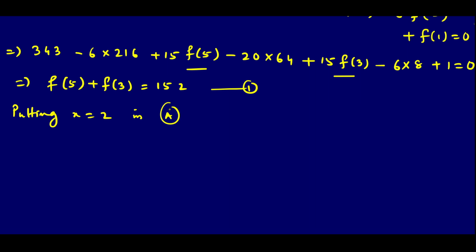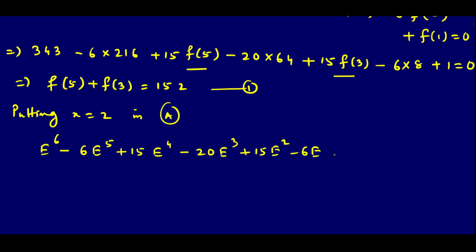I'm writing the line so that you'll understand: E to the power 6, minus 6 E to the power 5, plus 15 E to the power 4, minus 20 E cube, plus 15 E square, minus 6E, plus 1. Outside we have f of x, right? So in place of x, we'll put 2. Now see the first term. The power is 6, and here it is f of 2. So what is E f of 2?